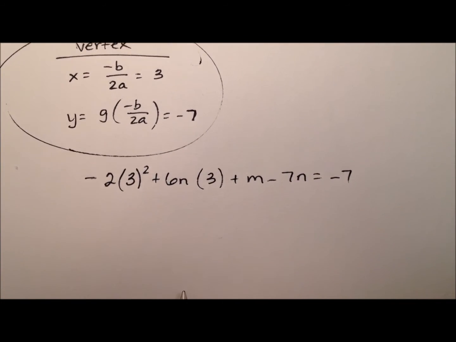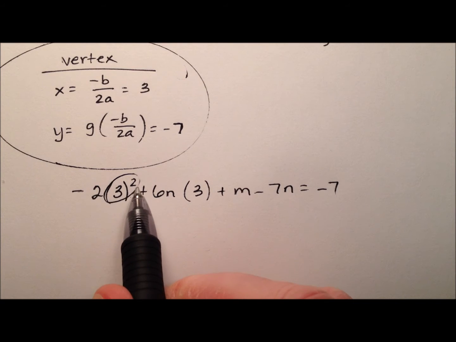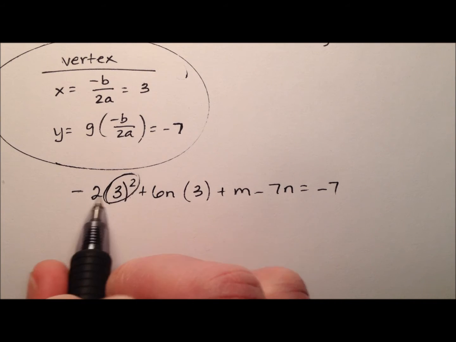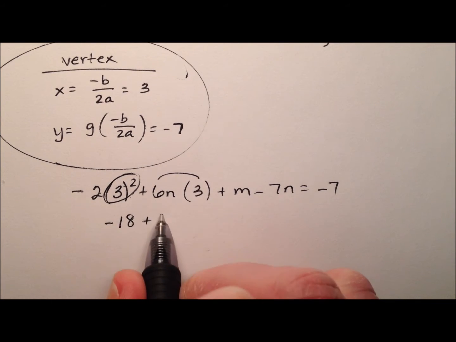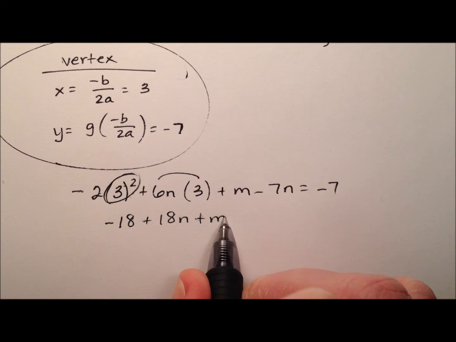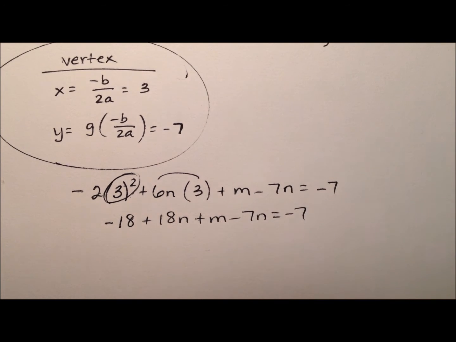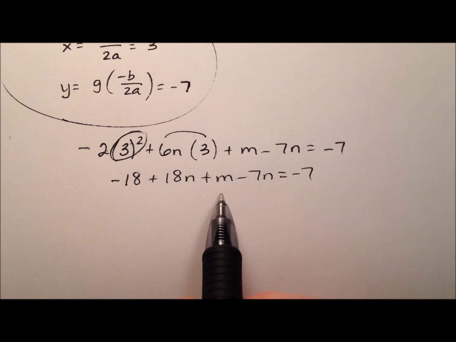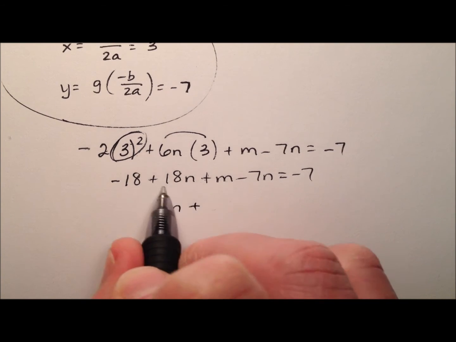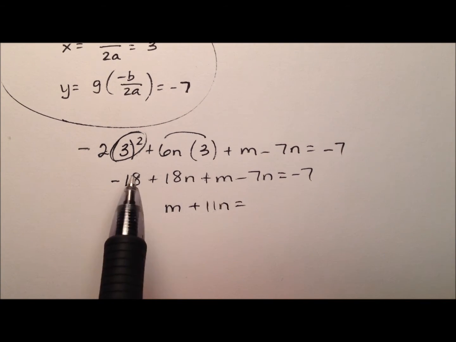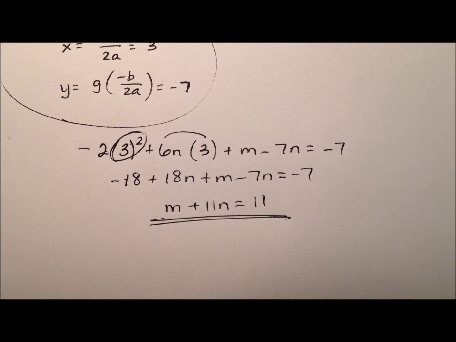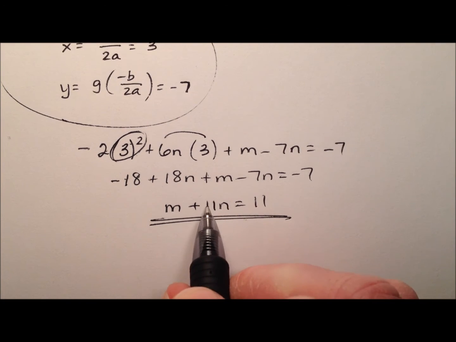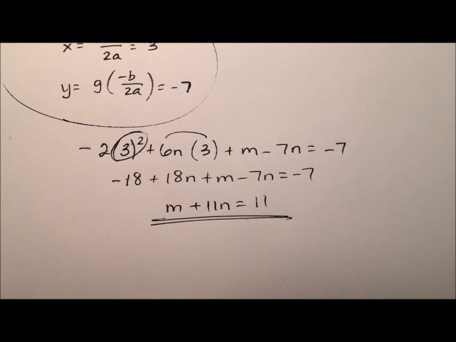Okay, well let's simplify this a bit. 3 squared, I'll do the squaring business first, is 9, and then -2 times 9 is -18, and then 6 times 3 is 18n, plus m minus 7n equals -7. I can clean this up a little more. I'll write m plus 11n equals, and when I add 18, I'll get 11 right here. Okay, so here's one nice equation that I have. It's in terms of just m and n, and so I know this relationship holds for m and n.